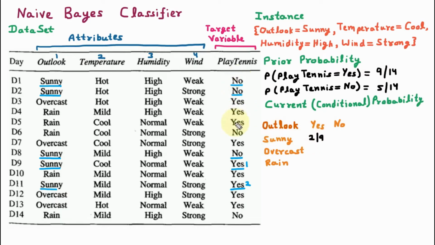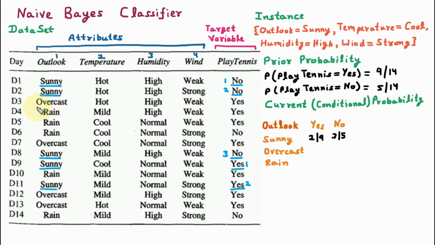And the remaining are no. So 1, 2 and 3. So 3 no are there, which is divided by the total number of no. And we know that this is 5. So 3 by 5. Now we are checking for overcast.